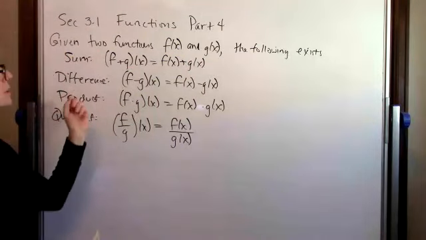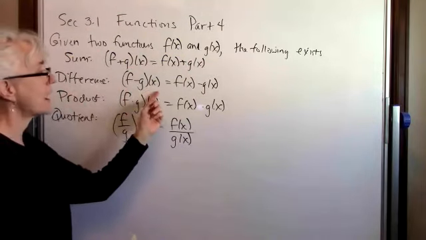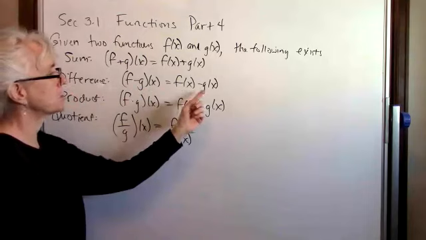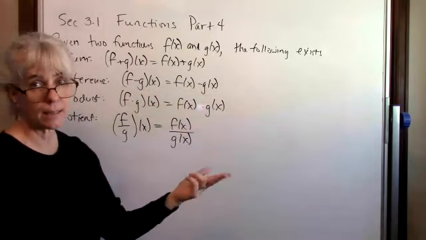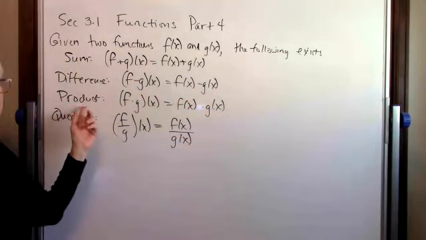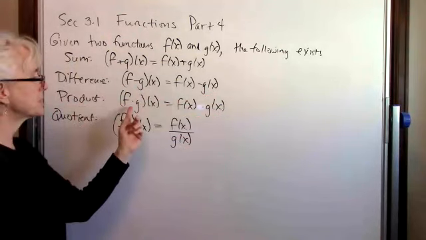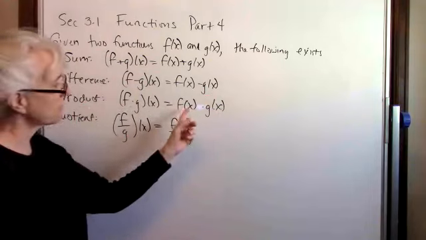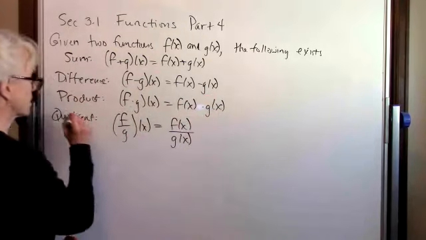I can do the difference, which would be f minus g of x. That's equal to f of x minus g of x. So if I have two functions, I can subtract them. Well, if I can add them and I can subtract them, can I also multiply them? Sure, that's the product definition. So f times g of x is equal to f of x times g of x. And I'm going to stop right there.